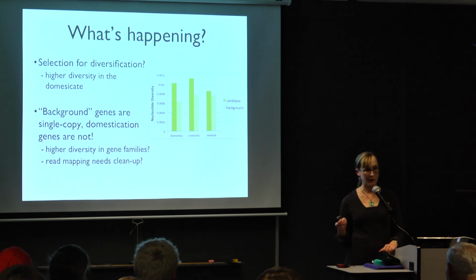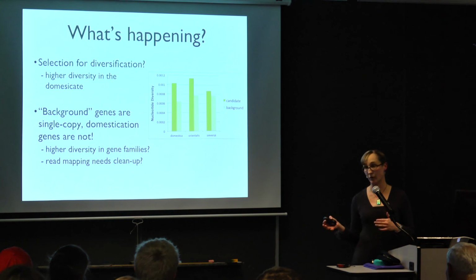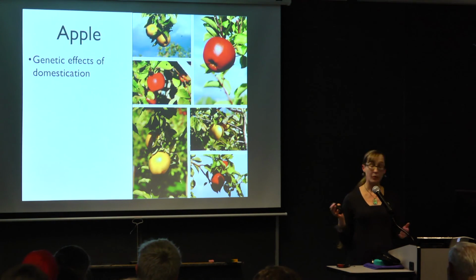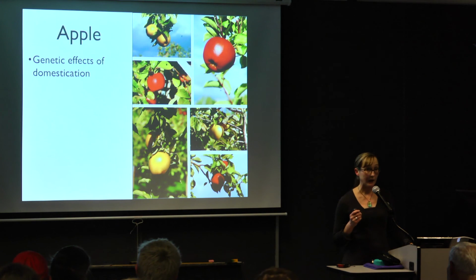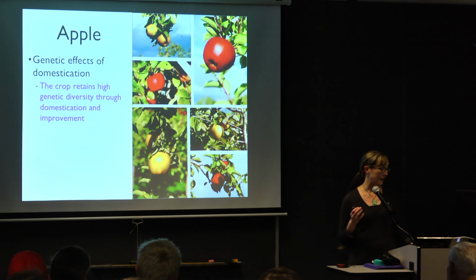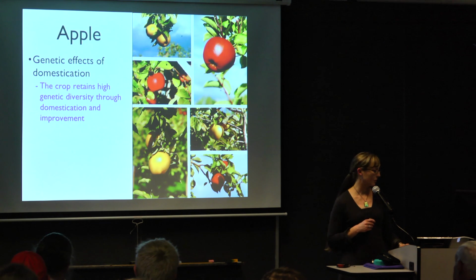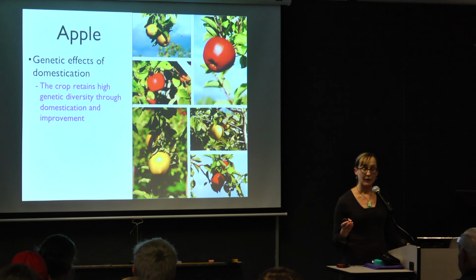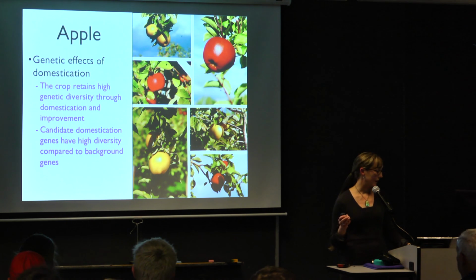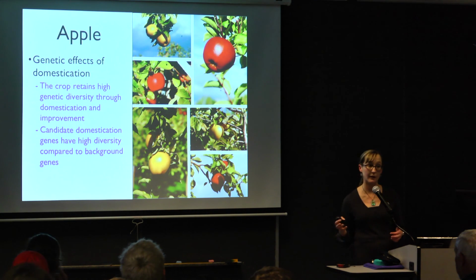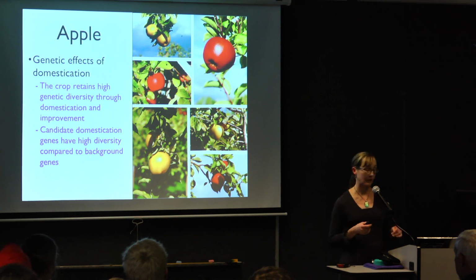This is just data. This is the type of data that I feel is really missing for perennial domesticates, and I'm interested in seeing the rest of it. So overall, in terms of understanding the genetic effects of domestication in apple, we know that the crop retains high diversity based on these SSR markers through domestication and through improvement. And right now, we have this interesting outcome that candidate domestication genes have high diversity compared to background genes, but that might be an artifact of how I chose those genes, so I need to look into that further.